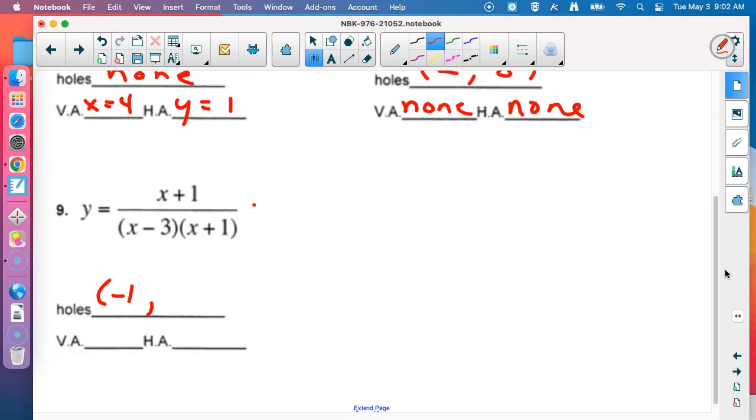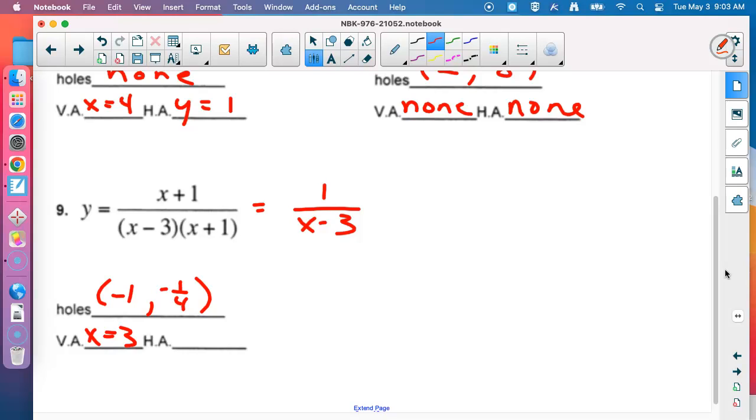So now let's actually do the canceling. And that would make it 1 over x minus 3. So put the -1 in there and tell me what little fraction you get. -1/4. That's where the hole is going to be. Vertical asymptotes. X equals what? X equals 3, because we did have something down here that wasn't going to cancel. If it doesn't cancel, then it's a vertical asymptote.